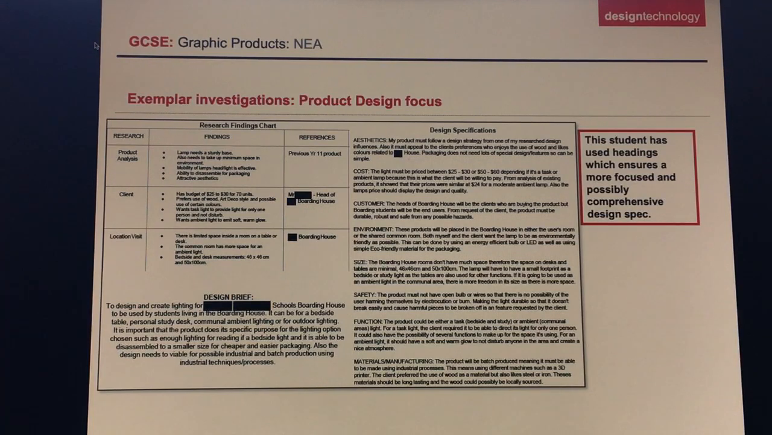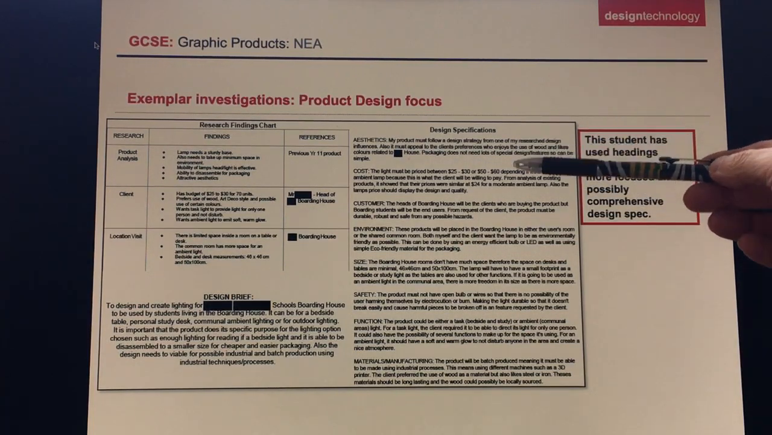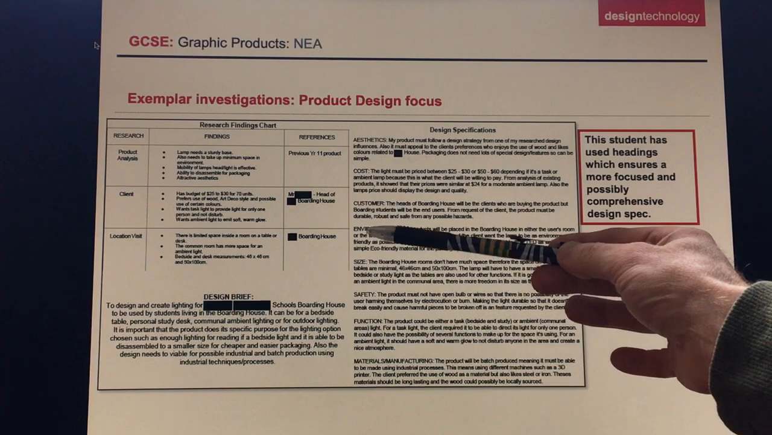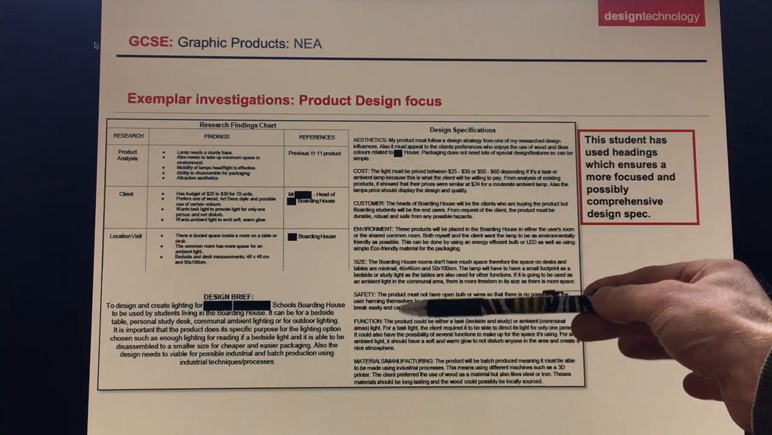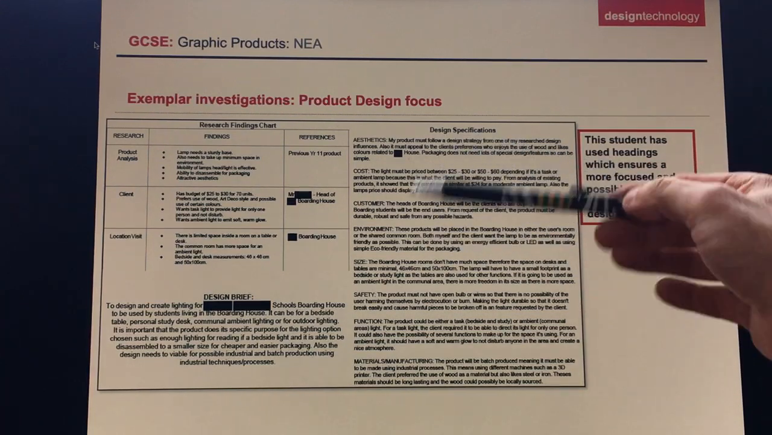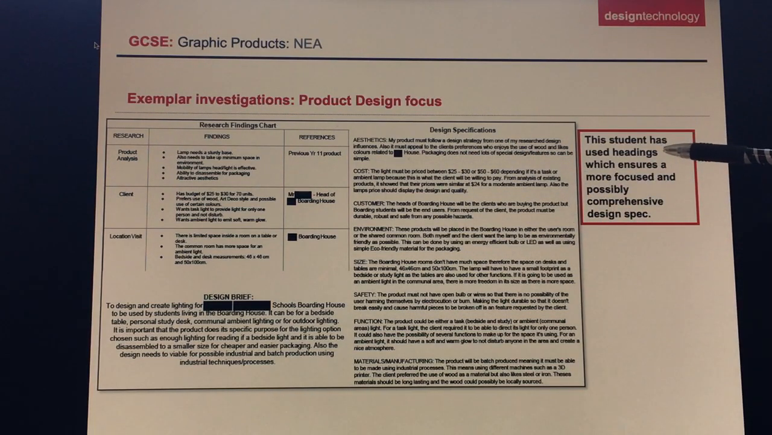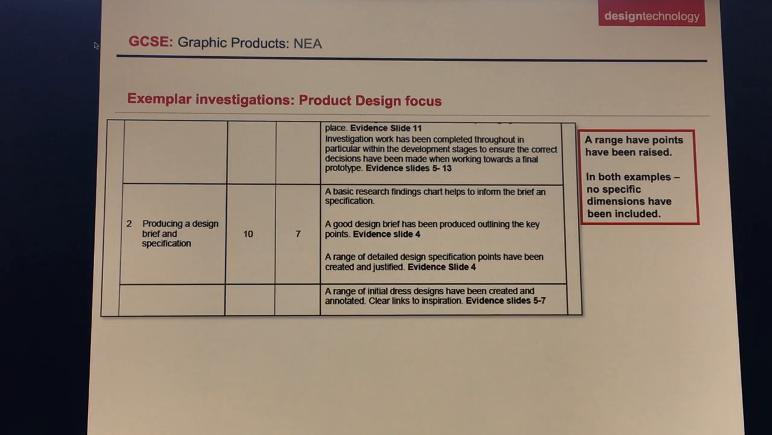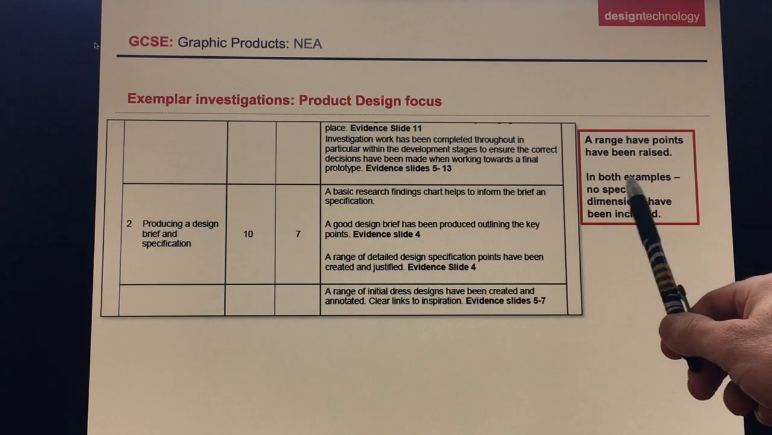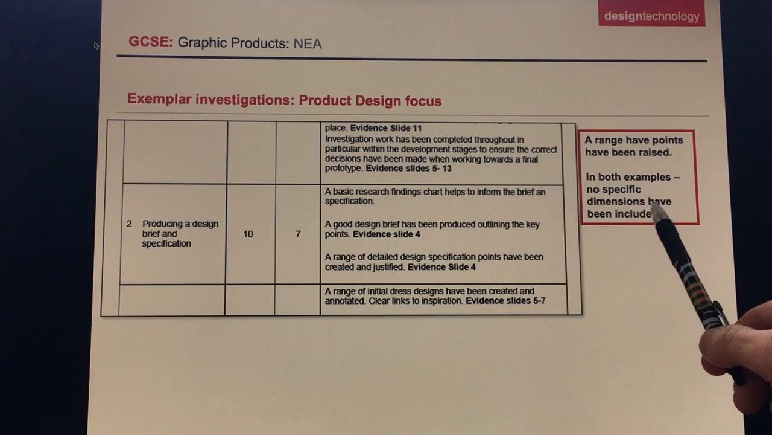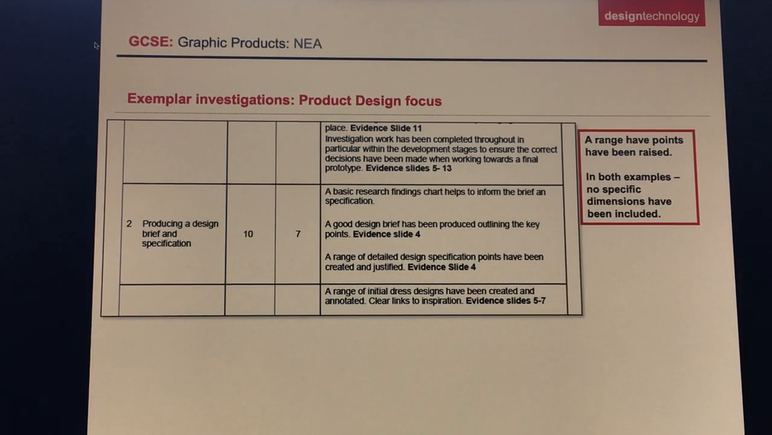This one has a slightly different layout. You can see here they've got these paragraphs down the side, but they've got these subtitles indicating the topics that they're saying their product needs to meet. So you've got function, size, environmental issues, aesthetics as well. So this student has used headings, which is good, which ensures a more focused and possibly comprehensive design specification. So we're going to adapt that to ours. This one also got 7 out of 10. Which is interesting, but it says in both examples no specific dimensions have been included, which is important. So we need to put some reference to sizes in there.